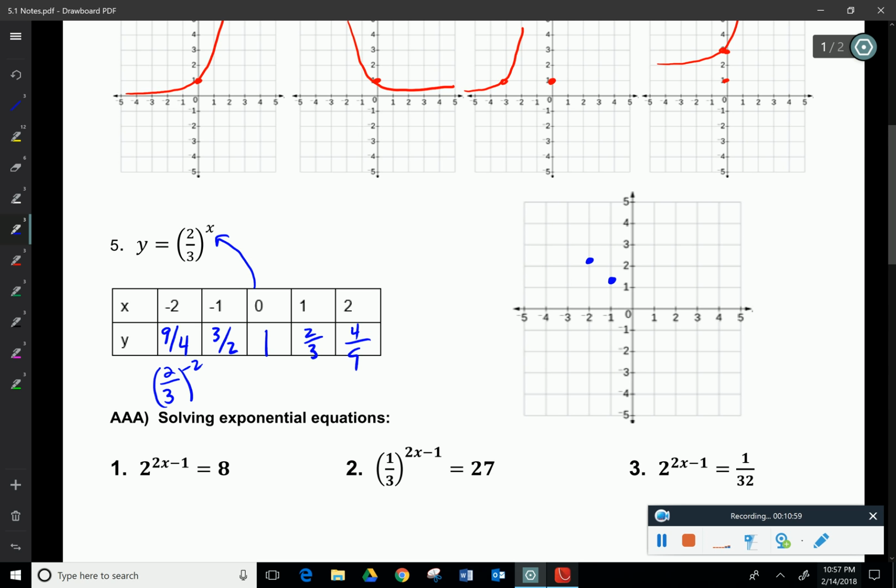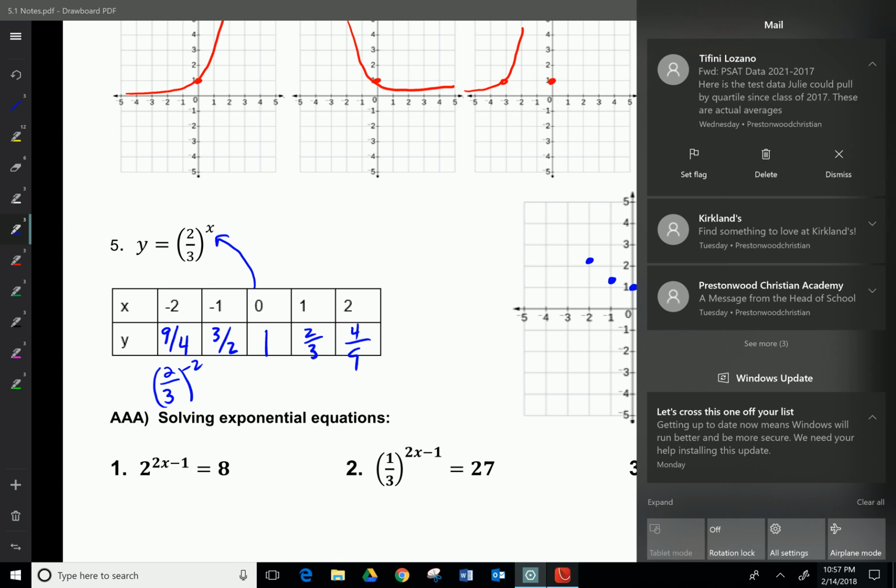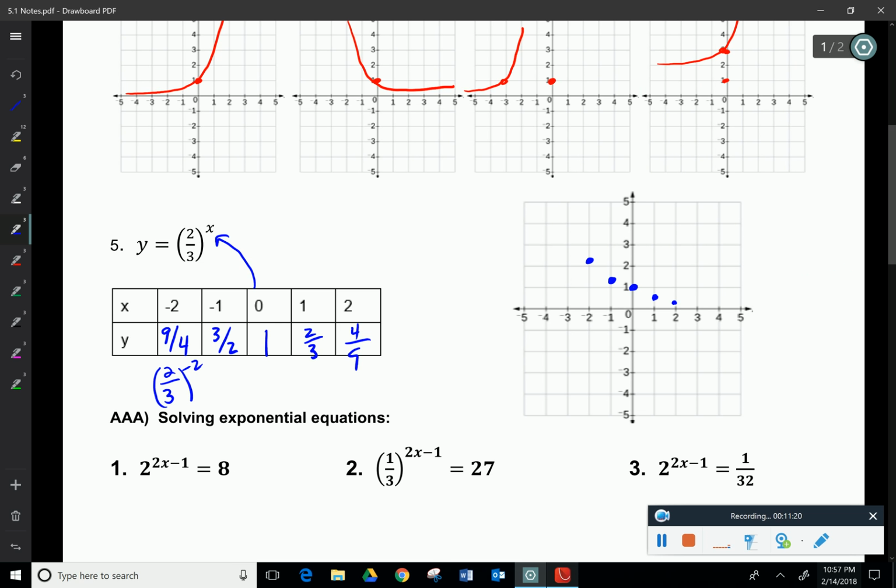At 0, I'm at 1. At 1, I'm at 2/3, so not quite up here to 1. And then at 2, I'm at 4/9, so that's a little closer to 1/2. It's kind of hard to tell. It's kind of wide, but it still is going to have that exponential shape where it levels off down here and then shoots up.